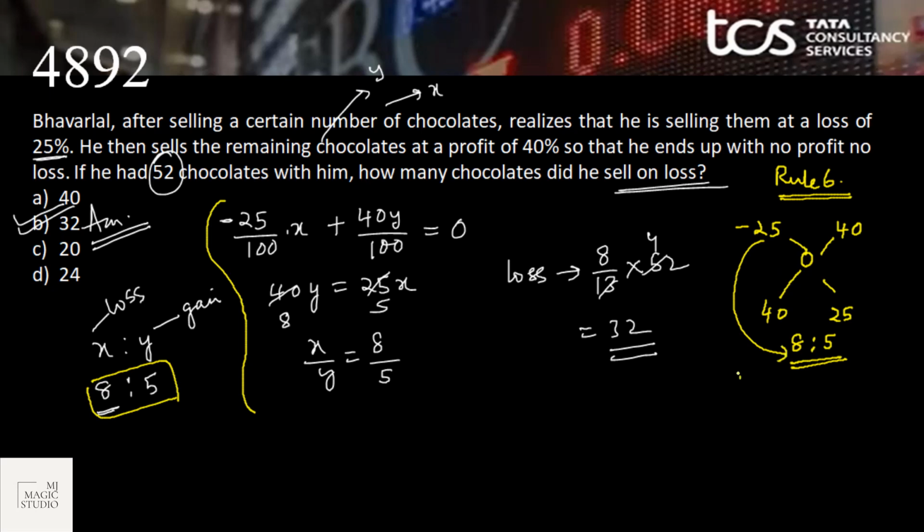So on loss, how much is sold? 8 by 13 into 52, that gives 32. And on gain, how much is sold? Divide 52 in the ratio of 8:5, that is 32 and 20. So on loss 32 sold, on gain 20 sold. We can use rule 6. The link is there in the description below.